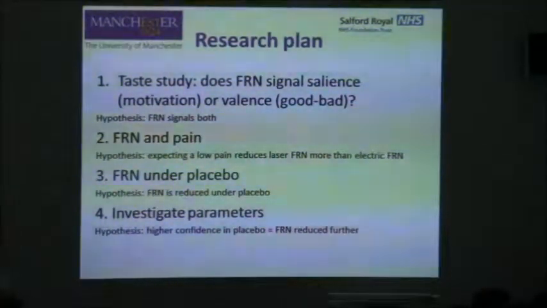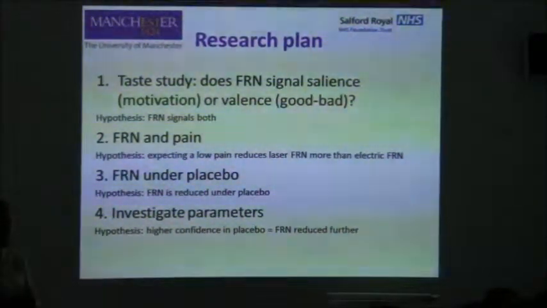My second study, which will start in January, is investigating this learning signal just in the context of pain, not in a placebo analgesic paradigm. So this hasn't really been done before. And I believe that expecting a low pain will reduce a laser FRN, so the learning signal in response to a laser, and this will be an effect that's stronger with a laser than an electric stimulator, and that's because the placebo effect works much better with a laser stimulator than an electric one.